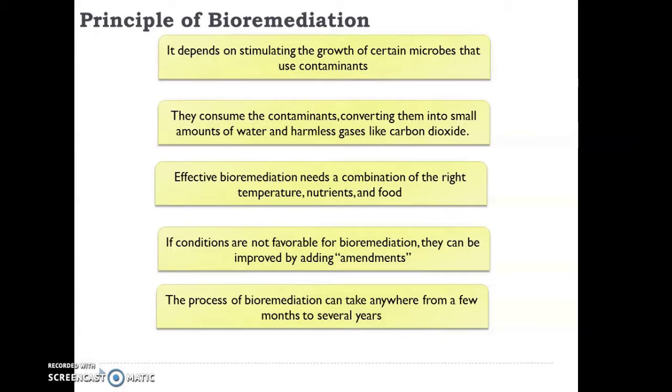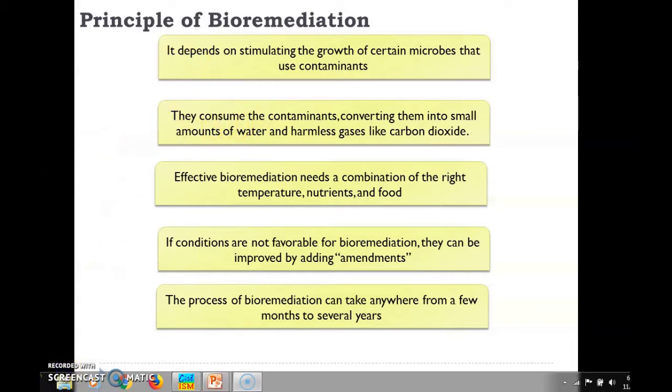Coming to the principle of bioremediation, it depends on stimulating the growth of certain microbes that use contaminants like oil, solvent, and pesticide as a source of food and energy. These microbes consume the contaminant and convert it into a small amount of water and harmless gases like carbon dioxide. So they use the pollutants seen in the environment and convert them into harmless substances.